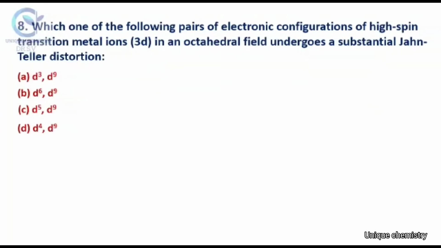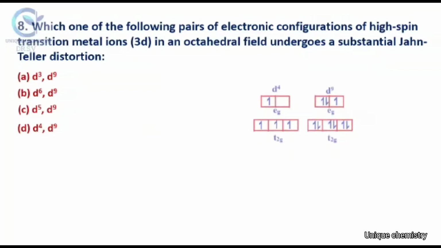The next question, question number 8. Which one of the following pairs of electronic configurations of high spin transition metal ions 3d in an octahedral field undergoes a substantial Jahn-Teller distortion? The 4 options are given. Which option is going for the substantial Jahn-Teller distortion? Actually for a Jahn-Teller distortion, a substantial effect is observed if the eg orbital has 1 electron or 3 electrons, that is eg1 or eg3.